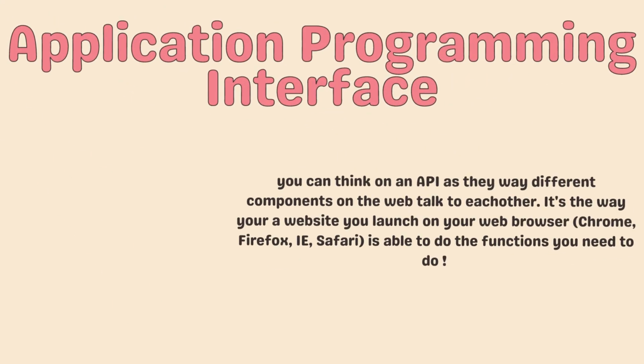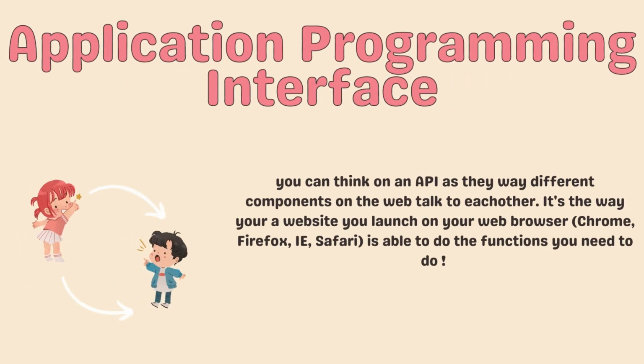An API is short for Application Programming Interface, and you can think of it as the way different components on the web talk to each other. It's the way that a website on your web browser is able to do the functions you need it to do.